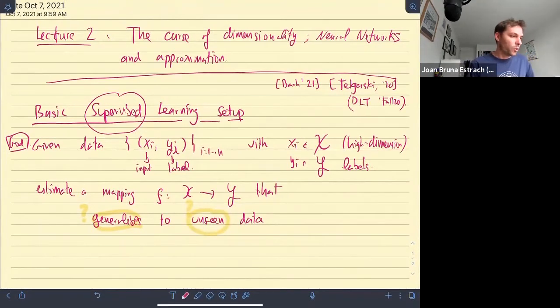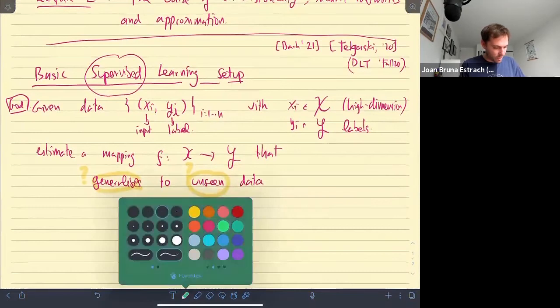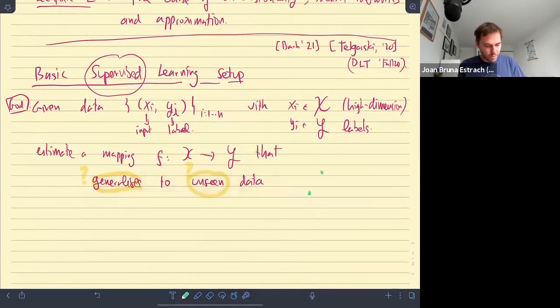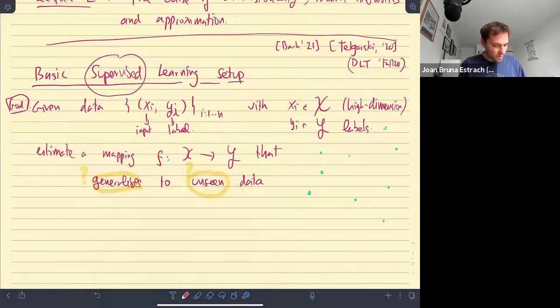In that context, this should not feel very different from the problem where I observe some signal at some points. You observe something here and you want to extend it to the rest of the domain. So one can think about this as some kind of glorified interpolation.